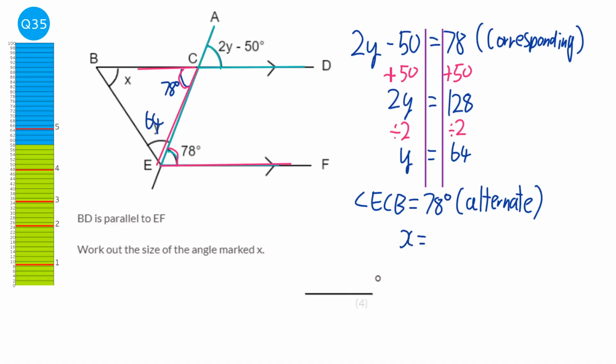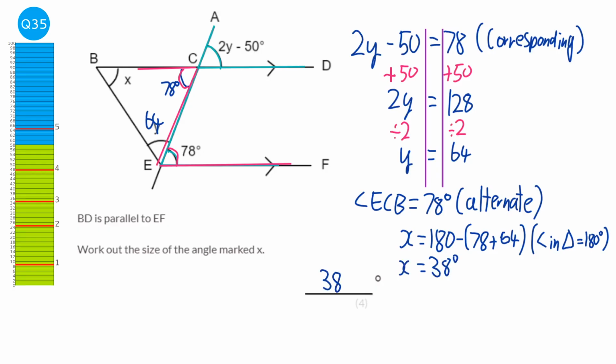So x equals 180 angles in a triangle, take away the 78 we know and the 64 we know. And the reason for that is angles in a triangle add up to 180 degrees. And just make sure you write down all the reasons as you go. And when we take away the 78 and the 64 from 180, you get 38. So x is therefore 38 degrees.